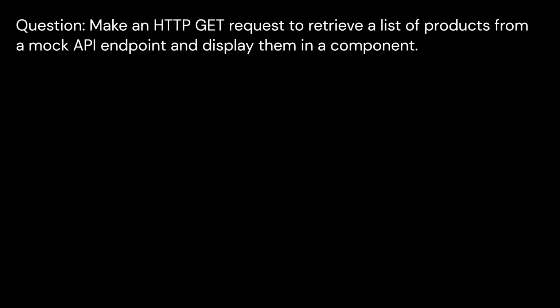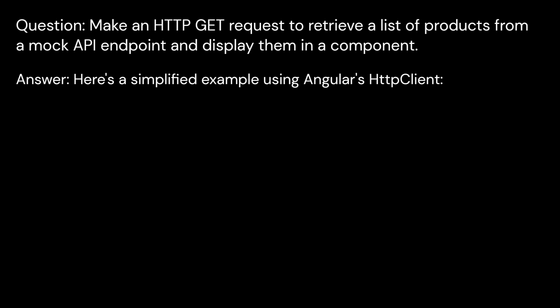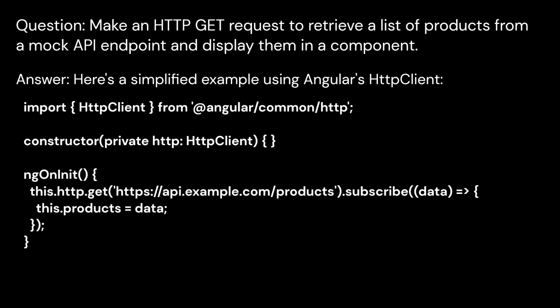Question 3. Make an HTTP GET request to retrieve a list of products from a mock API endpoint and display them in a component. Answer is, here's a simplified example using Angular's HTTP client. In the above example, we have used HTTP GET method to fetch data from API URL. Then we need to subscribe to the method to get the data in an Angular component.